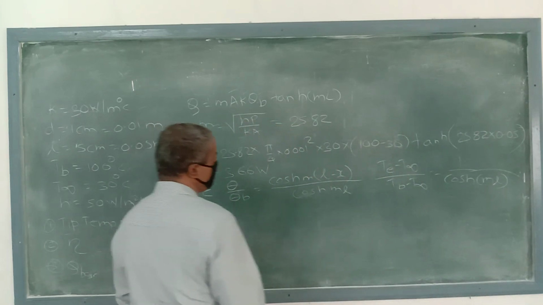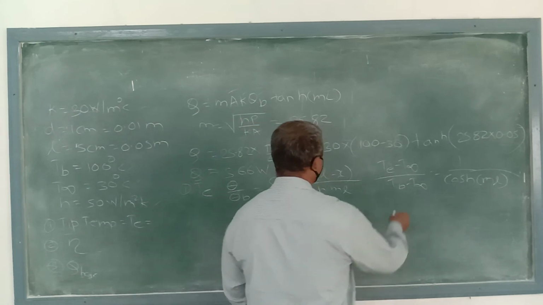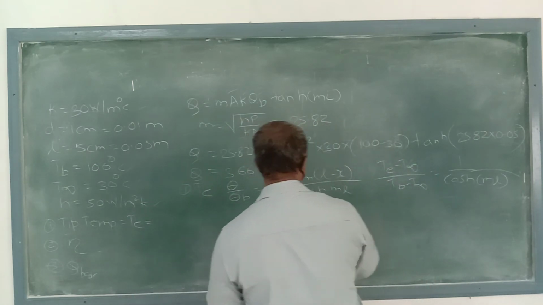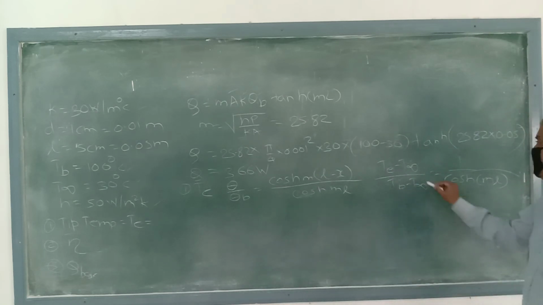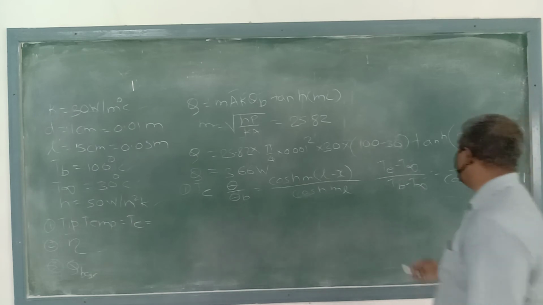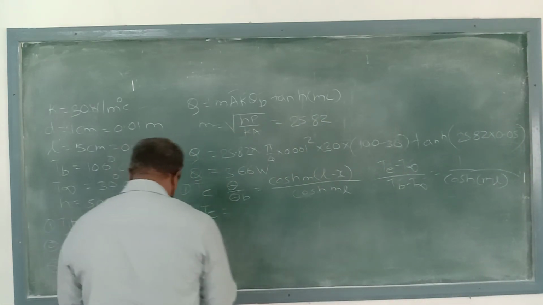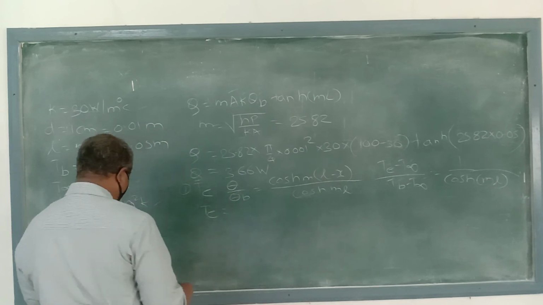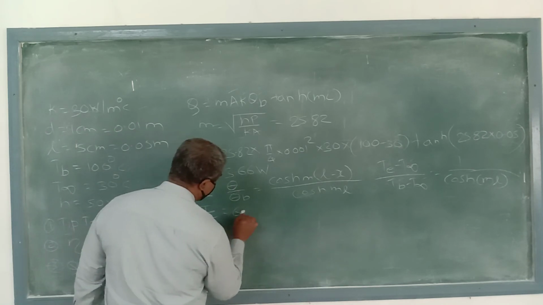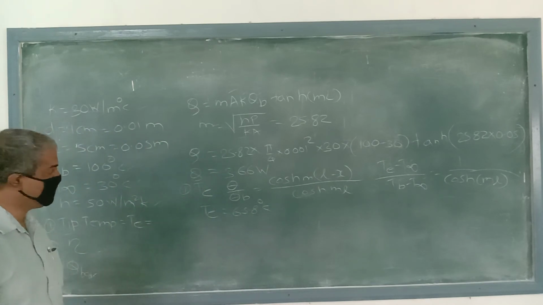So here we know the value of T infinity, we know the temperature of the base. T infinity they have mentioned, cos hyperbolic ml value we have calculated. Next, L they have mentioned, so the only unknown is T. So from this we get the value of TE as 65.8 degree Celsius.